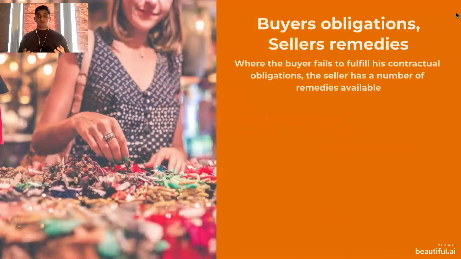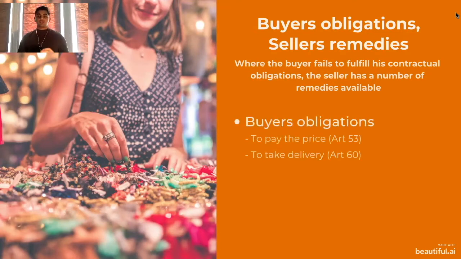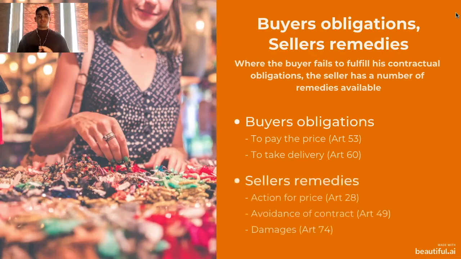Conversely, we're also looking at the buyer's obligations and the seller's remedies. What happens if the buyer is the one this time that fails to fulfill his contractual obligations? Then the seller has a number of remedies available to him under the CISG. The buyer's obligations, again very straightforward, are to pay the price and to take delivery of the goods. And what are the seller's remedies if he fails to perform them? Well, there's a thing called an action for price. It's very similar to specific performance. It's basically where the court will tell the buyer that he has to pay. Avoidance of contract, making the contract void altogether, and damages.